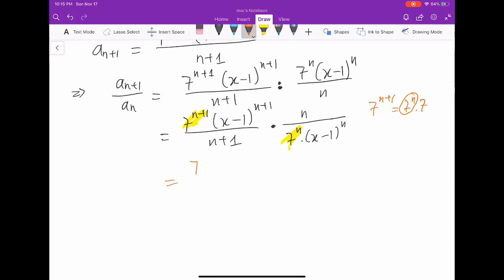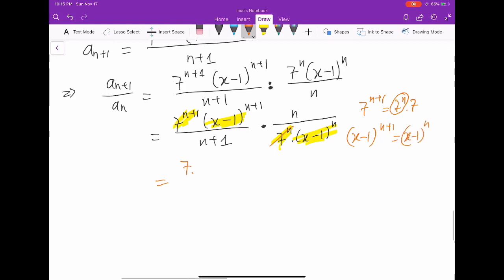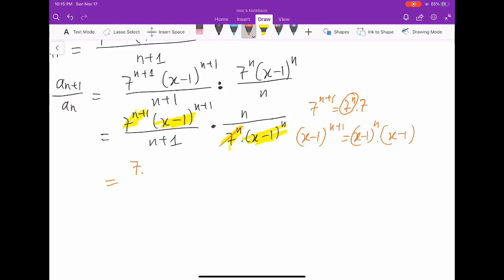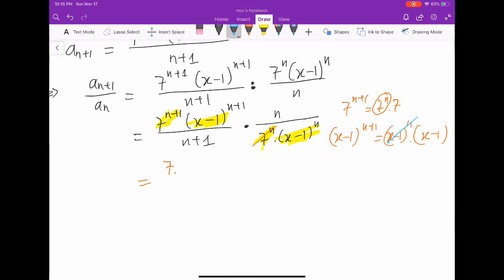On the top, I still have 7 because I already canceled the 7 to the n here. Another one is x minus 1 to the n plus 1. Here I have x minus 1 to the n. I do the same thing. I have x minus 1 to the n plus 1 equal to x minus 1 to the n times x minus 1. And then I simplify x minus 1 to the n, right? So on the top, I have x minus 1 in here, and then n over n plus 1, because n is right here, we come here, and n plus 1, we come down here.